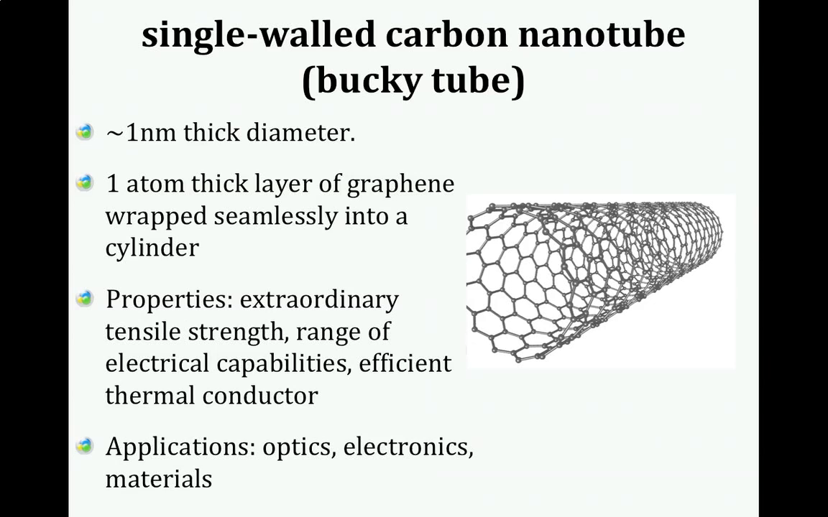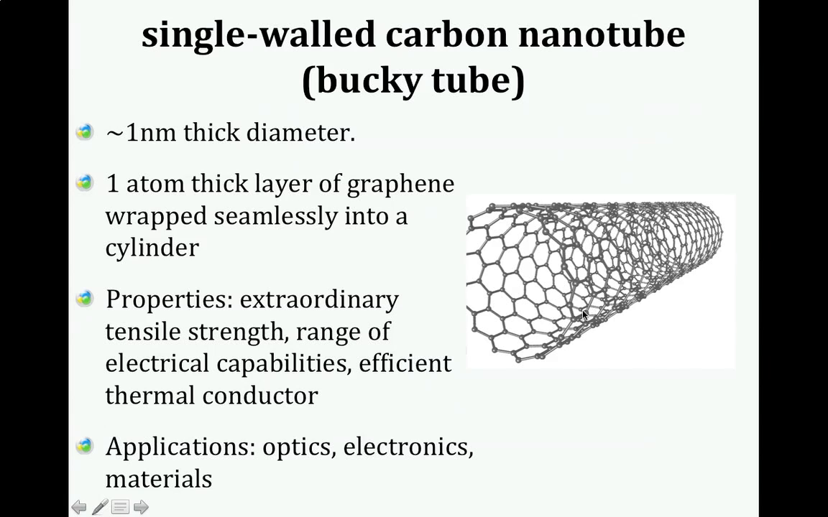We also have, based off of the research that was done with fullerenes, single-walled carbon nanotubes, or they're called Bucky Tubes, like Buckminster fullerene. Okay, we'll take off the buck part, make it Bucky, and it sounds cute. Bucky Tubes are approximately 1 nanometer thick in diameter, so they're really teeny tiny. They're a one-atom-thick layer of graphene wrapped seamlessly into a cylinder.